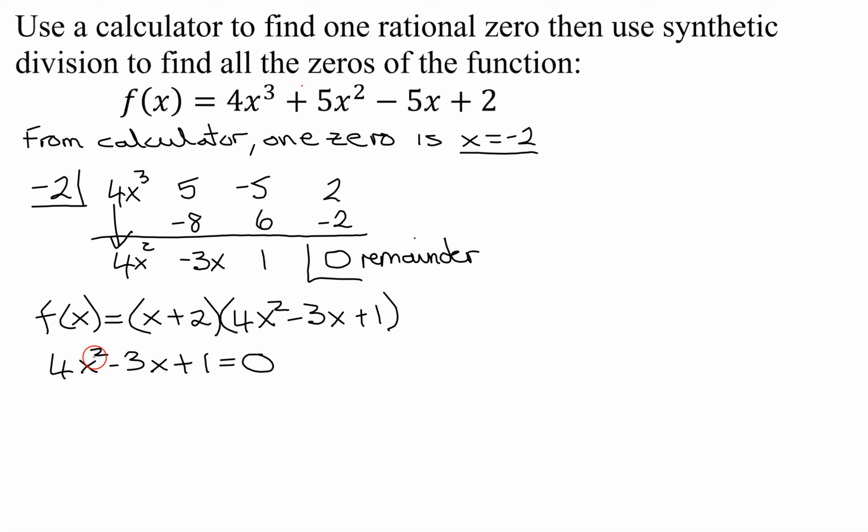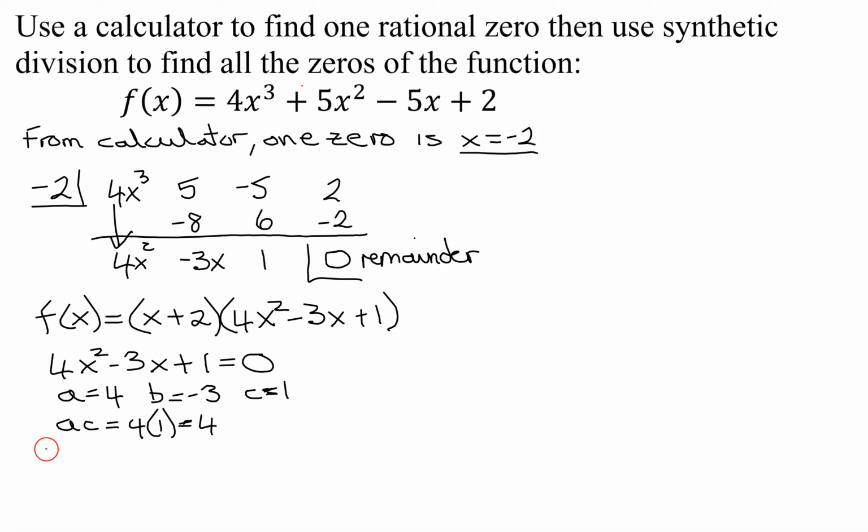What type of equation is it? Quadratic equation. So we're either going to factor it, and if it won't factor, we use the quadratic formula. So we compare this to ax squared plus bx plus c equals 0. And I'm going to get a equals 4, b equals negative 3, and c equals 1. And so I'm going to multiply a times c. I get 4 times 1 is 4.